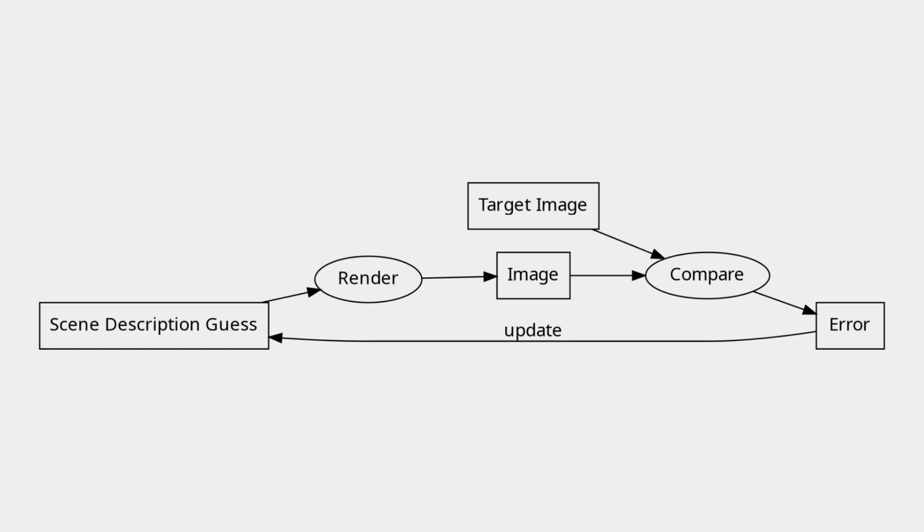And finally, update the scene description guess to reduce the error or difference between the rendered and target image. This diagram I've drawn here is basically already our computation graph. The difference between the two images is the error we want to minimize. The scene description is a parameter and the target image is an input to our graph.